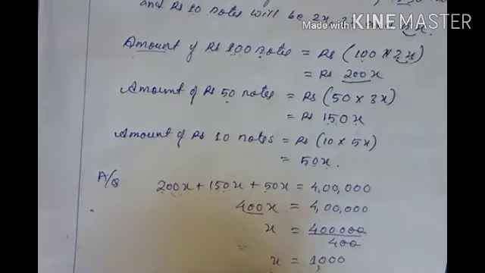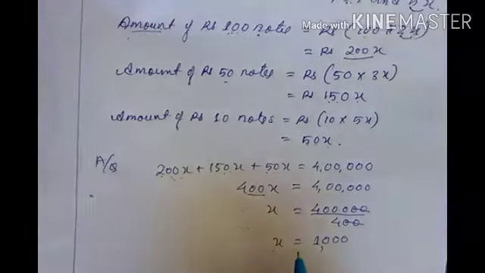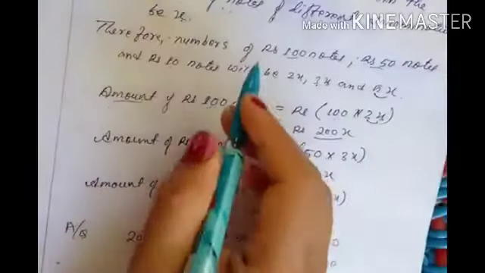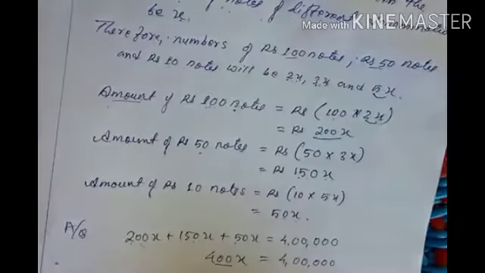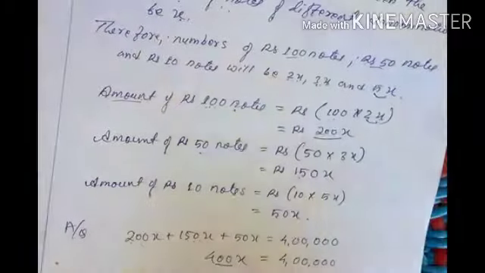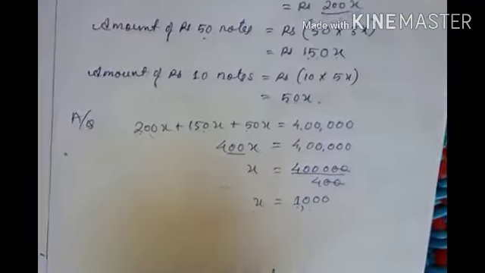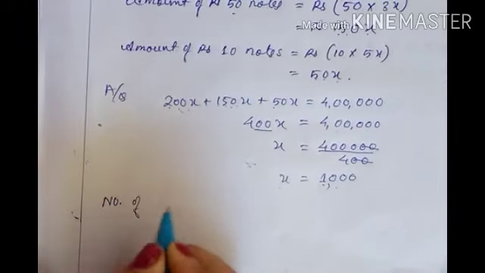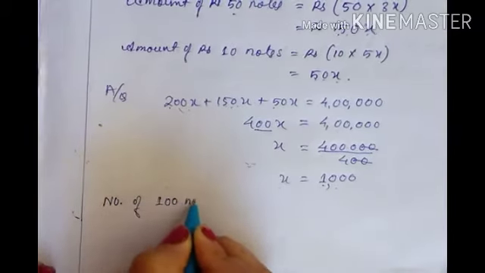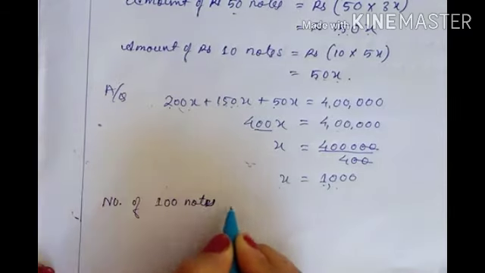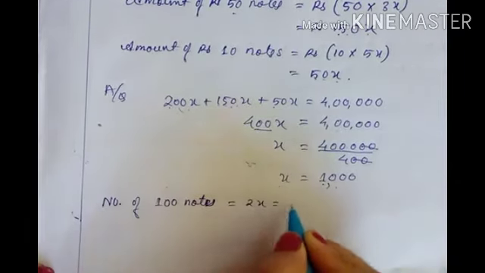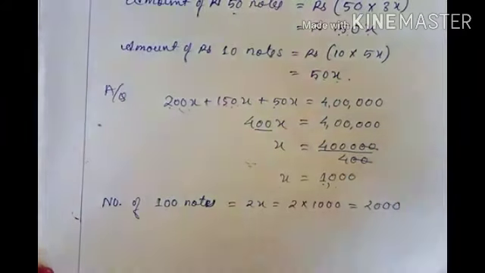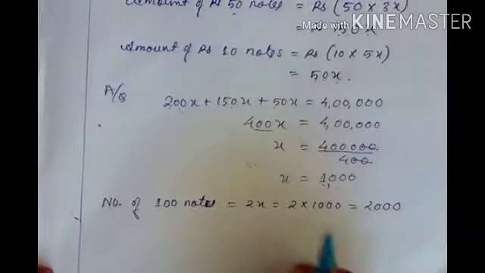So what is the value of x? We got 1000. So how many notes are there for 100? We assumed the number of 100 notes is 2x. The value of x is 1000. So the number of 100 notes is equal to 2x, which means 2 into 1000, that is 2000. So there are 2000 notes of rupees 100.